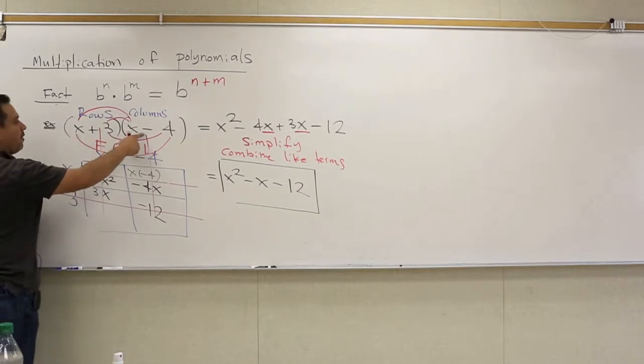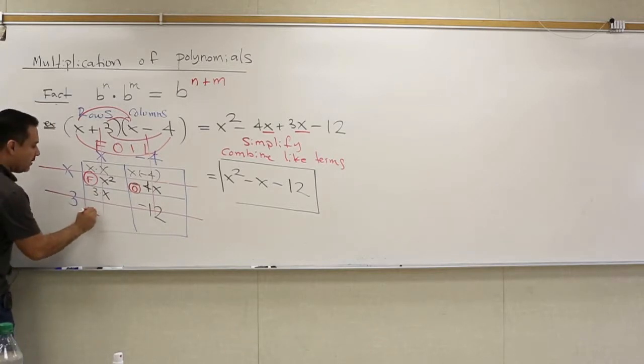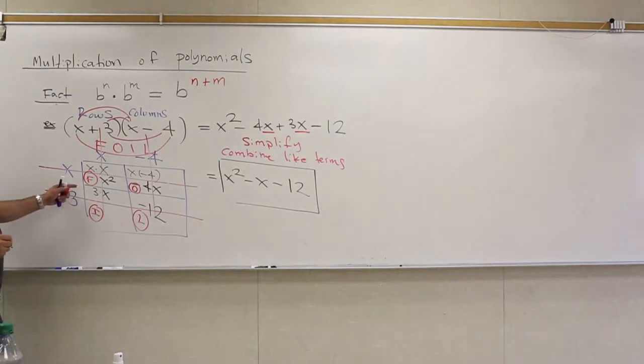X times a negative 4, that's my outer term. These are my inner terms, and this is the product. These are my last terms. So this is the FOIL mechanism.